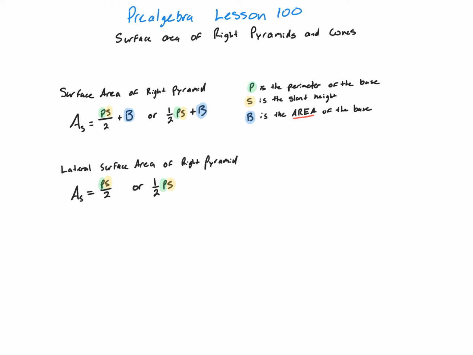So we're talking about the total surface area, what we just call the surface area of a right pyramid. We represent it with this, A sub S. And that's equal to the perimeter of the base times the slant height divided by 2, plus B, which is the area of the base. You can also write it this way, 1/2 PS plus B.